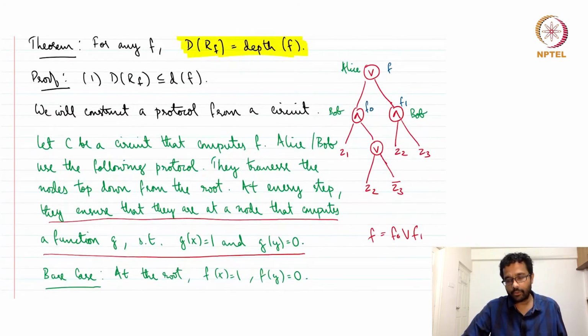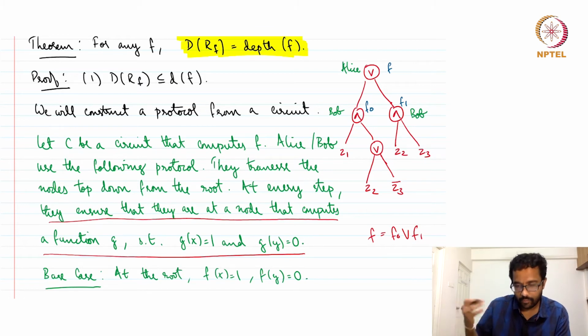So starting from a circuit for the function f, we converted the circuit into a protocol such that this protocol is for the Karchmer-Wigderson relation of the function f. So this means that the deterministic communication complexity of the relation is at most the depth of the function. So again, how many bits are exchanged in this protocol? It's exactly the depth of this tree, the depth of the circuit.